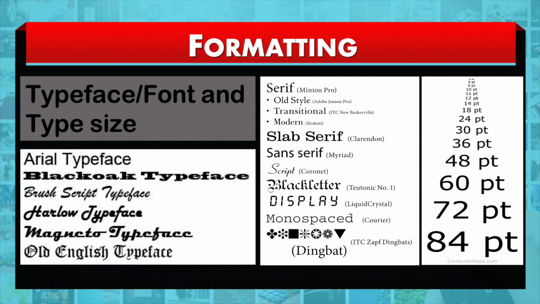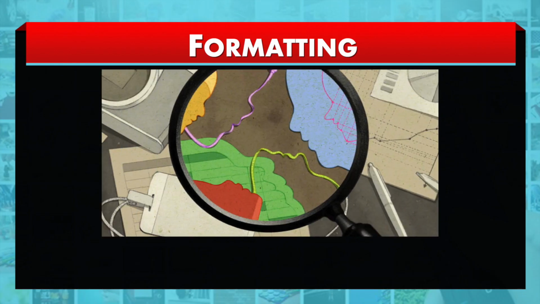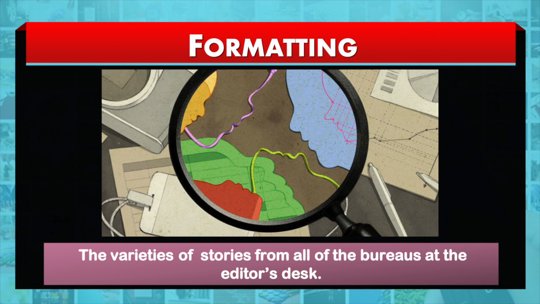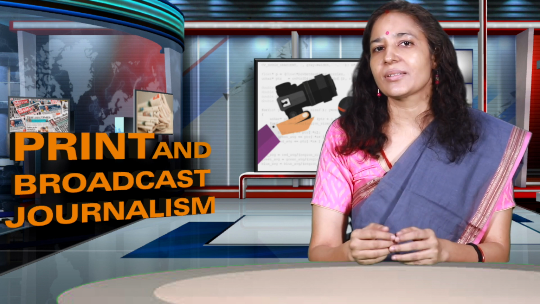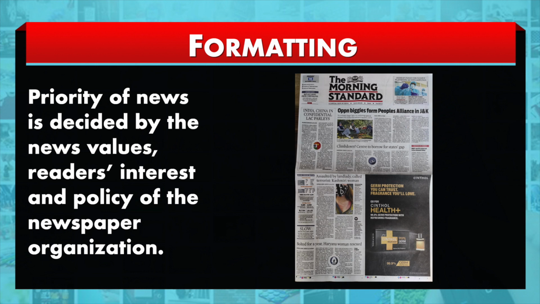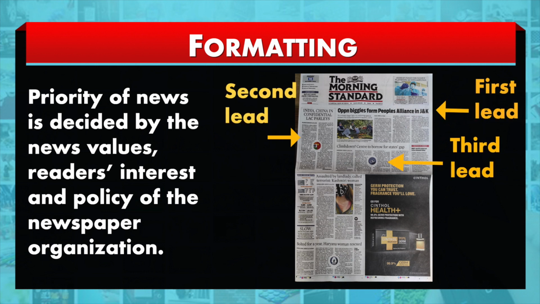The editor's desk is one center where the stories from all the bureaus come to be printed in the newspaper. From the wide variety of stories coming from remote areas, villages, towns, cities, and metropolis, the editors prioritize the stories according to their importance. It is done by adhering to the news values, readers' interest, and the policy of the newspaper organization. Accordingly, the editors decide the first lead, the second lead, and other stories to be placed on the page.